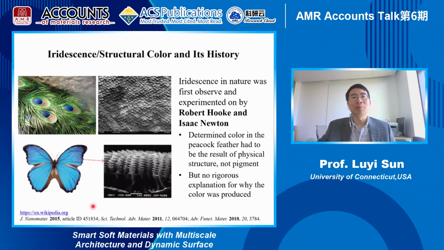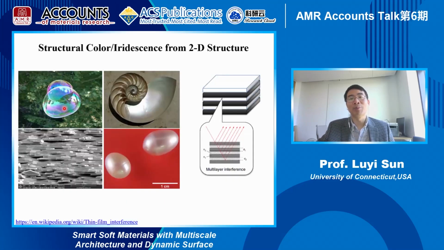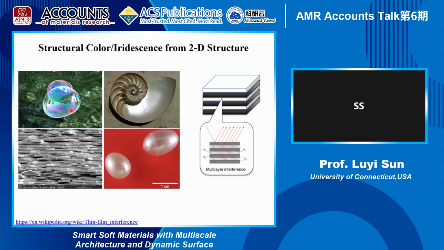So a little bit of background about iridescence and structural color. I think it's very well known in the field. Examples like peacock feathers and butterfly wings have very unique 3D structures and therefore show beautiful structural color. But the simplest structural color is the soap bubble. Basically, because of the very low thickness, it's in the same range as visible light, and therefore it will show beautiful color.